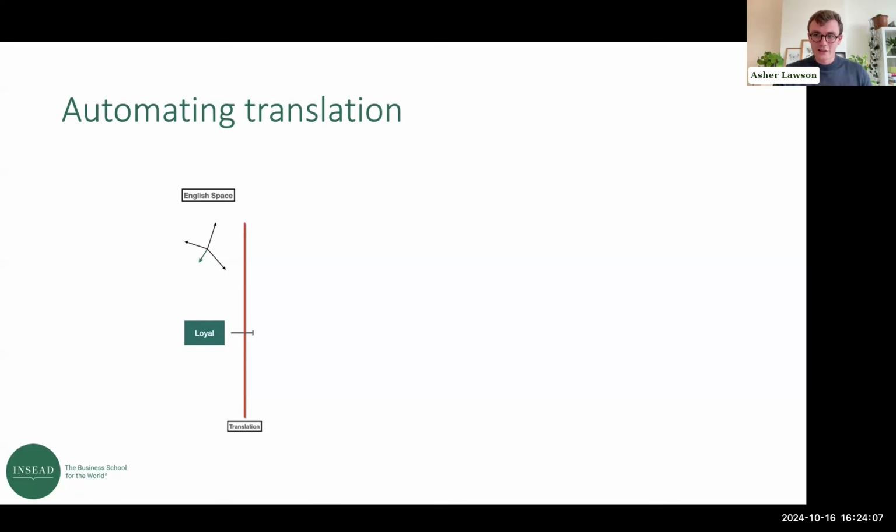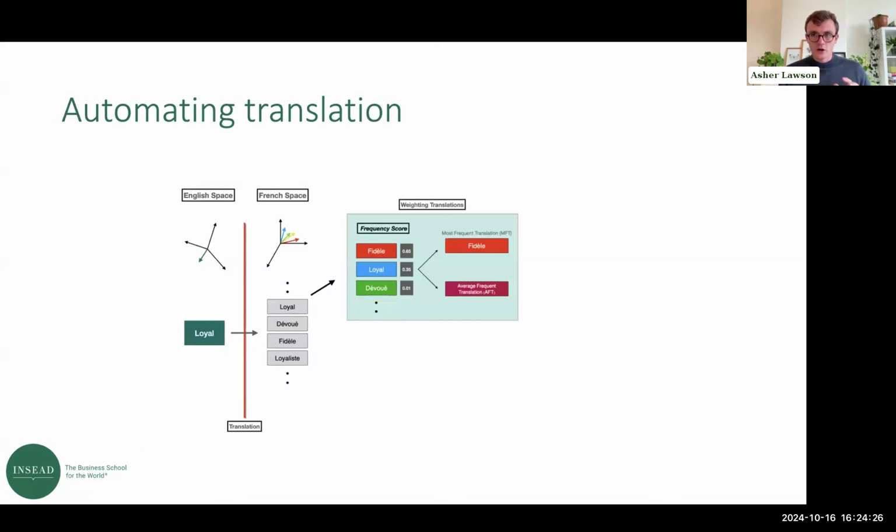If you think of the word "loyal" in English, in French it has many different translations: things like loyal, dévoué, fidèle, loyaliste. There are many different options here, and now we have to pick which word we're going to hold up and use as the representation of that word in this new language.